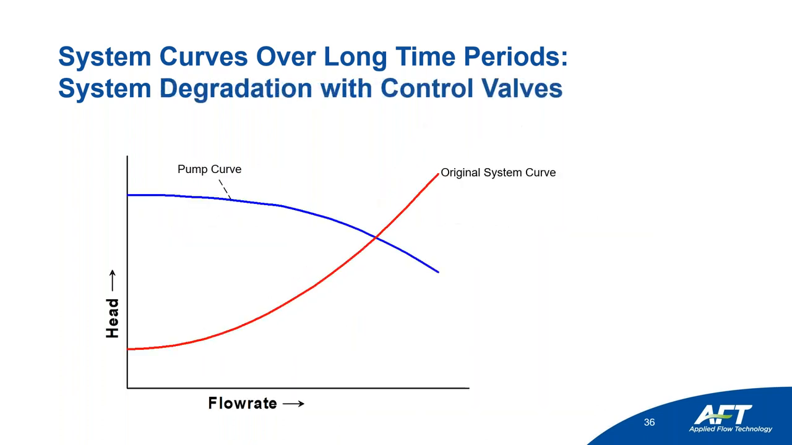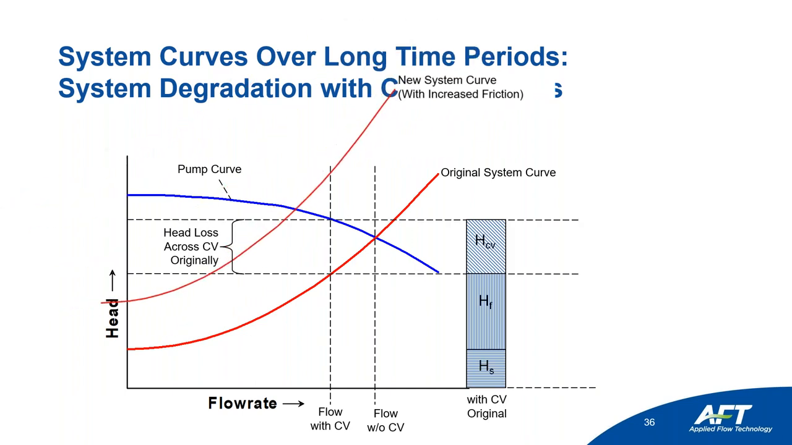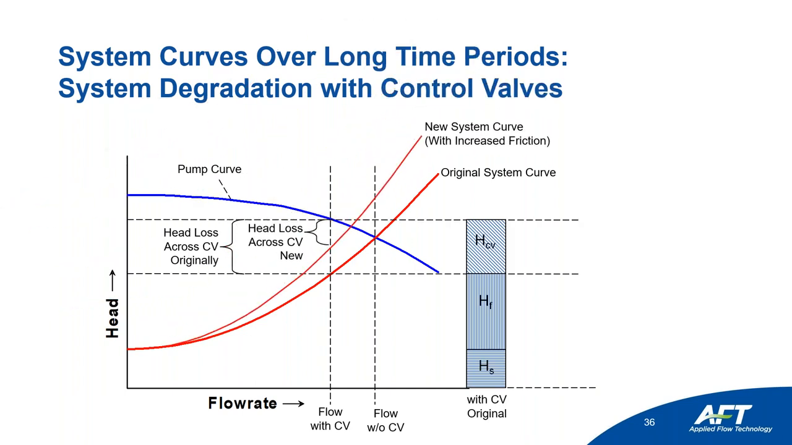And again, Fathom will be able to generate that for you with no problem at all. And then the same aspect is similar to when you have system curves over time with control valves. Initially, for a clean system, you have more loss across the control valve. After a long period of time, you have less loss across the control valve. That means as you start to build up more and more friction in your system over time, your control valves are not going to be able to control as well as they used to be able to control. So that's important to understand as well.